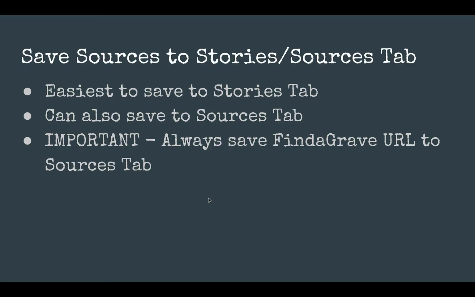Super easy. Now let's look at the last thing we're going to learn about, which is how to save sources to the stories or the sources tab. It's easiest if you save to the stories tab, because as you write your stories, you can have a section at the bottom where you list your sources. You can also save them to the sources tab, but it is important that you always save the Find a Grave URL to the sources tab. Let me explain how this works and why that's important.